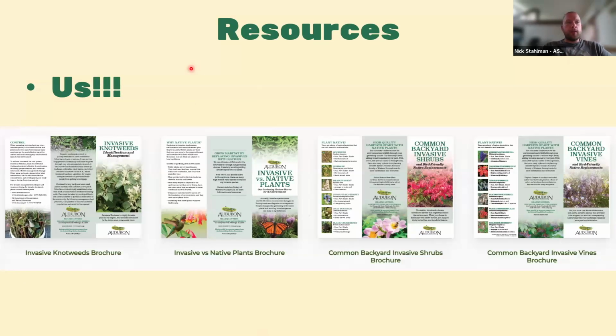We also have some updated invasive brochures that are available on our website. So these are things like going into knotweeds, as well as what the difference between invasives and natives are, and then some great alternatives if you're looking to get rid of some of the common backyard invasives and what you could get in its place.